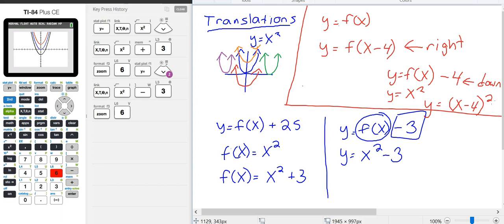This is different than if we were moving it down, because if we were moving our graph down, it would be y is equal to x squared minus 4. To move it to the right, we subtract the 4 from the x itself, not from the entire function.